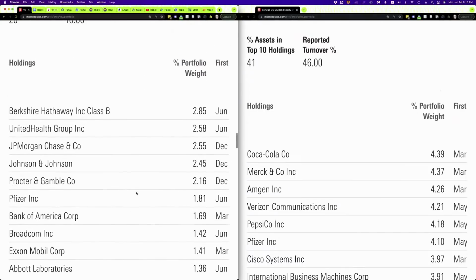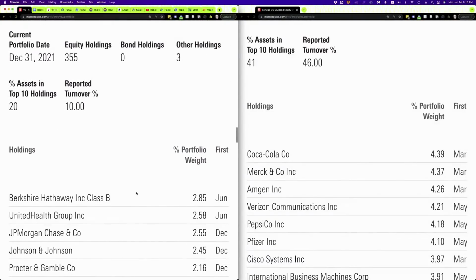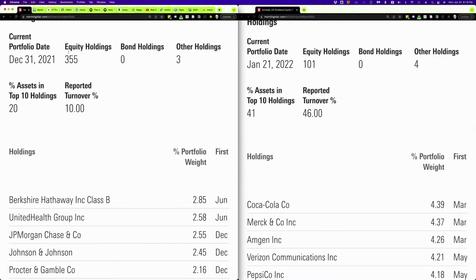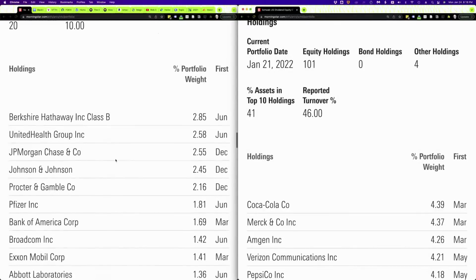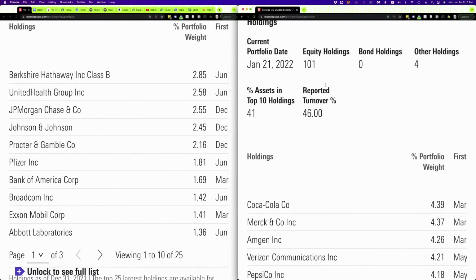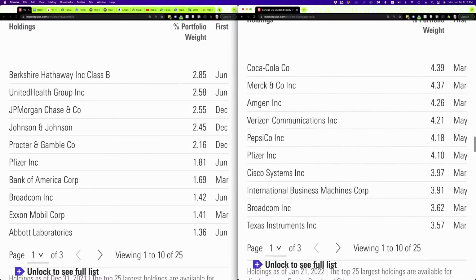One thing to note. Let's see here. Vanguard has 355 equities. This one has 101. I don't know that I would put much weight on that, but it's interesting. This is a more focused portfolio, and their top 10. There's some overlap, but not much actually.